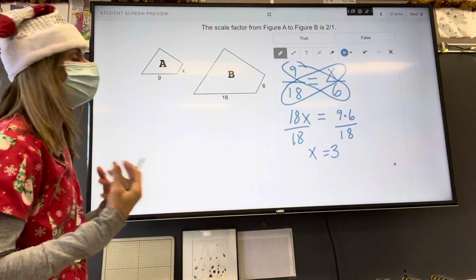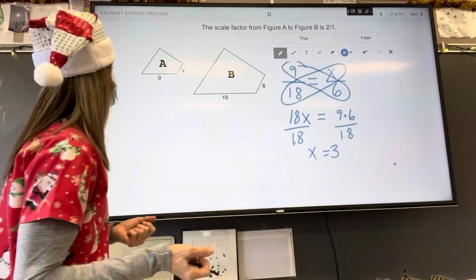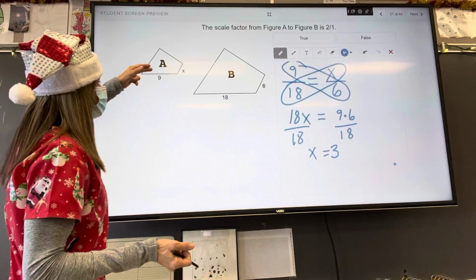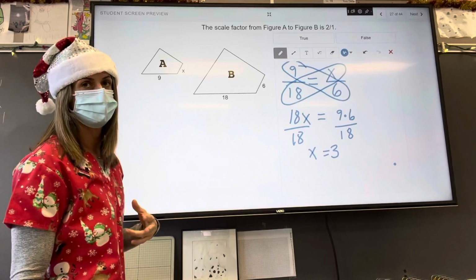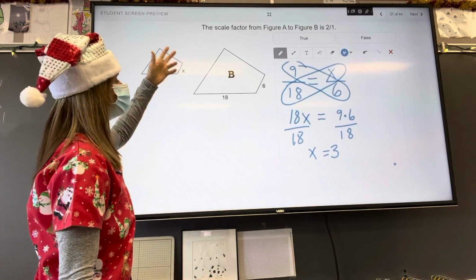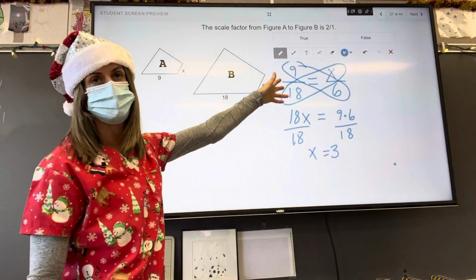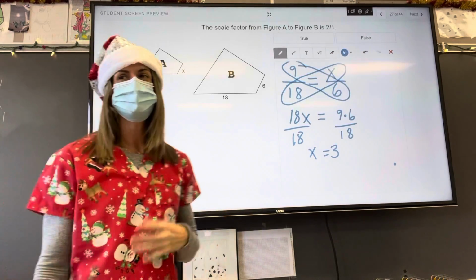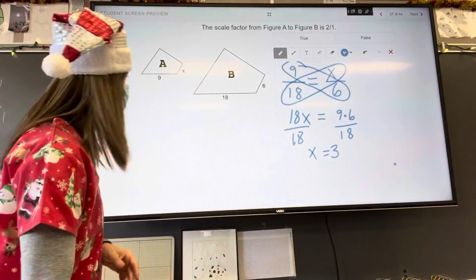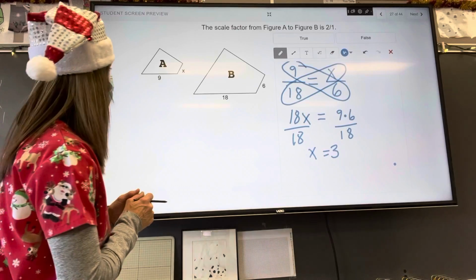Another way we know it's 3 is 9 times 2 is 18, so what number times 2 is 6? It's 3. Most problems aren't quite that easy, and there's decimals and whatever, but you can see the ratio is the same there.